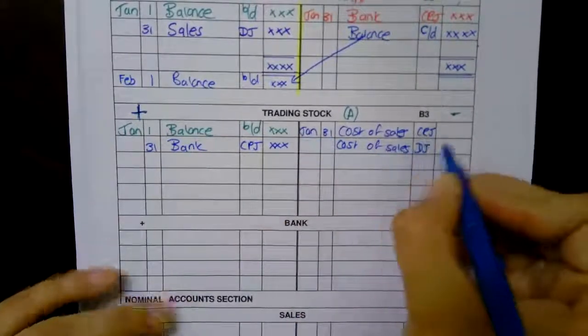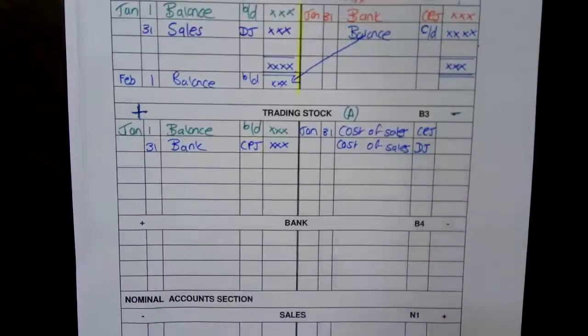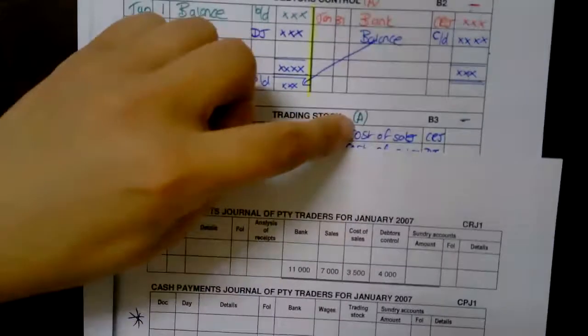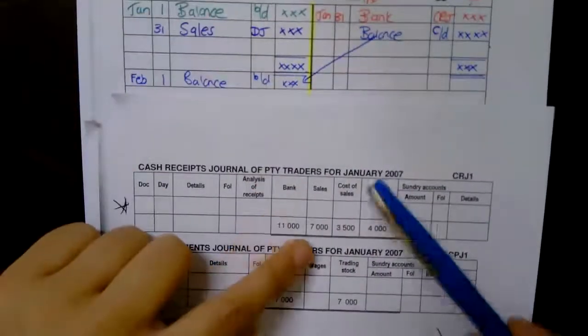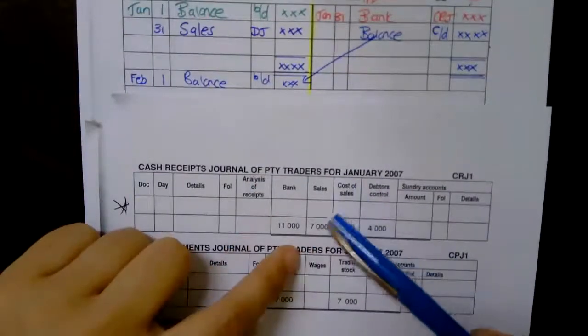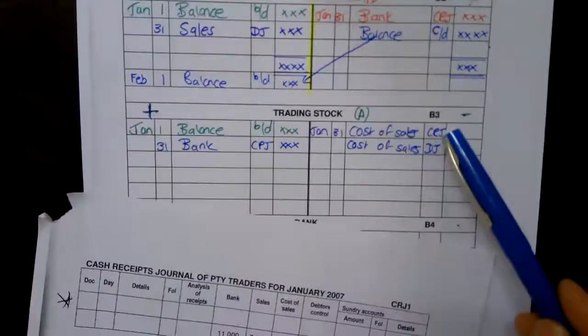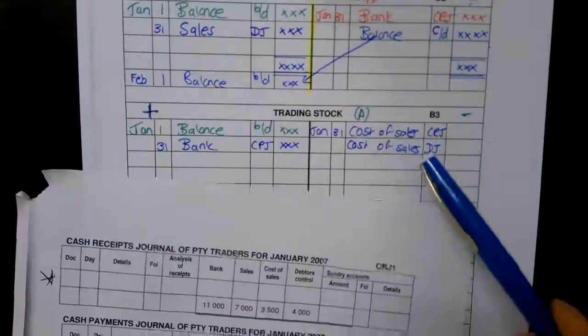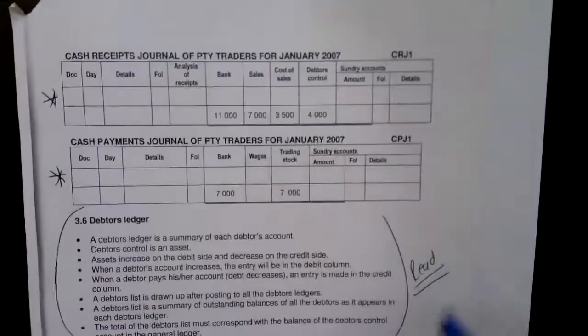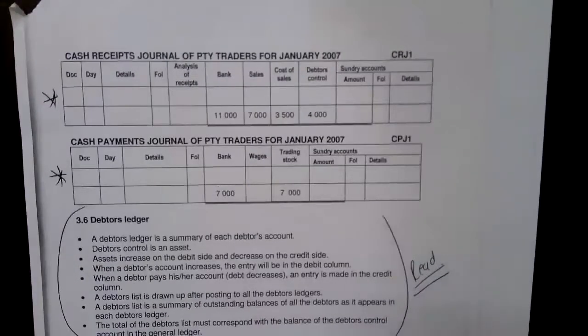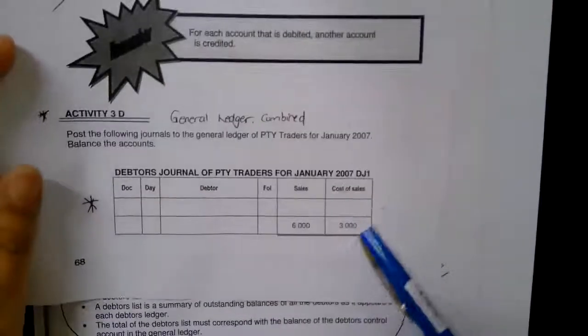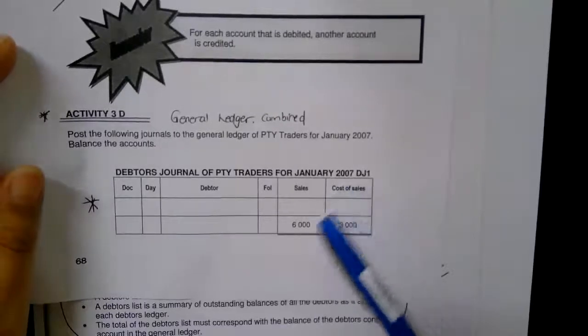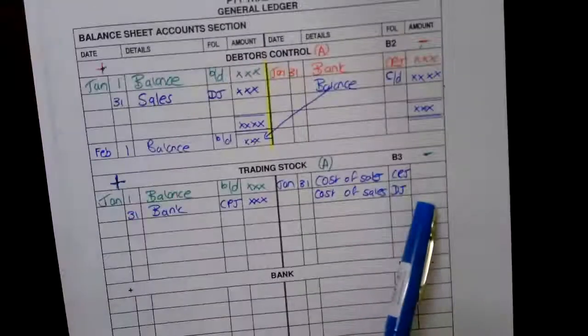So where do you get this information? When you go to your cash receipts journal, you'll see that there's a cost of sales column. That amount goes here. And the cost of sales from the debtors journal, that is the cost of sales amount that you find in the debtors journal here, the total. That amount, 3,000 Rand, that amount goes here. Okay.